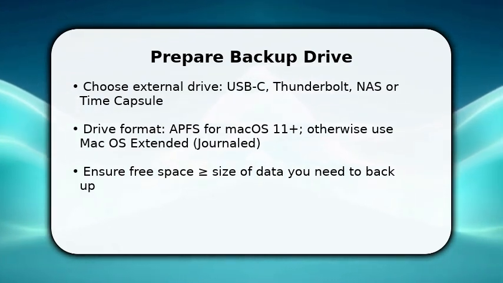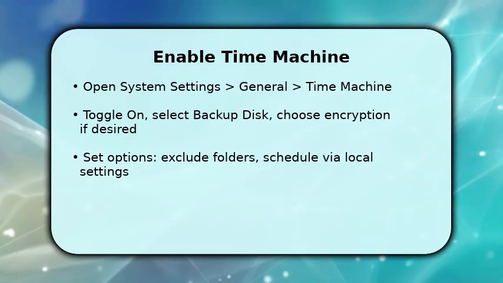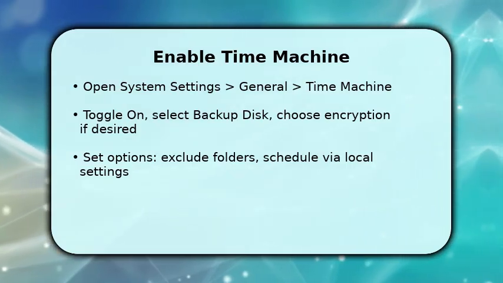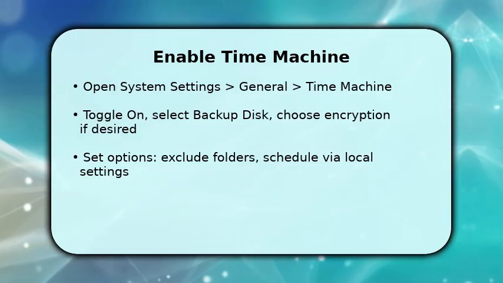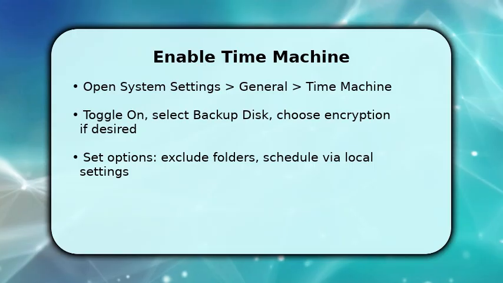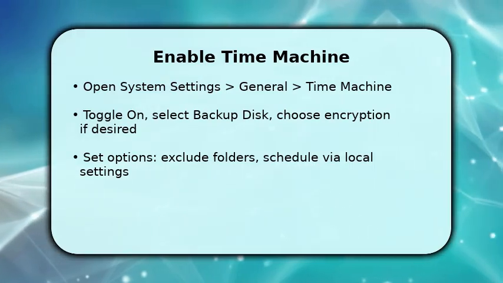Now you enable and configure Time Machine. You toggle Time Machine on and choose Select Backup Disk. Pick the formatted volume and check Encrypt Backup if you want security. Encryption protects your snapshots if the drive is lost. Once done, click Use Disk and confirm any prompts to replace or add a disk.